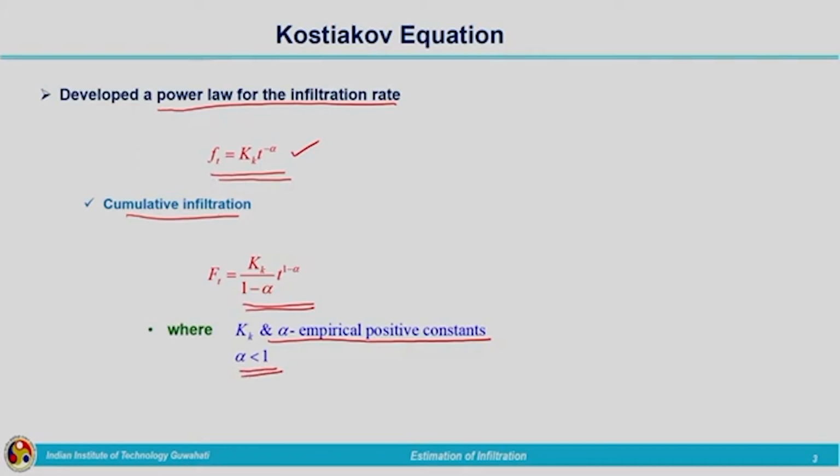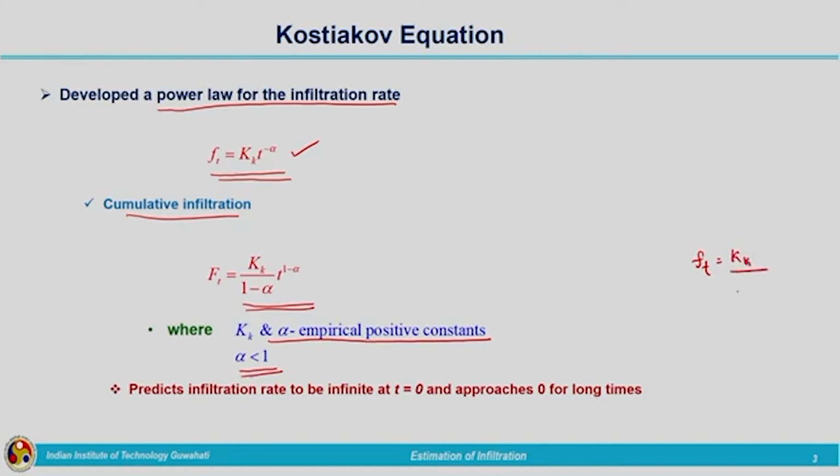So the Kostyakov equation represents a power law corresponding to the infiltration rate small f of t, and capital F of t we can derive based on the infiltration rate curve. After integrating that, we will get the cumulative infiltration, and the empirical positive constants are k and alpha. Now look at the equation f of t equals k t to the power of minus alpha; it is f of t equals k divided by t to the power of alpha.